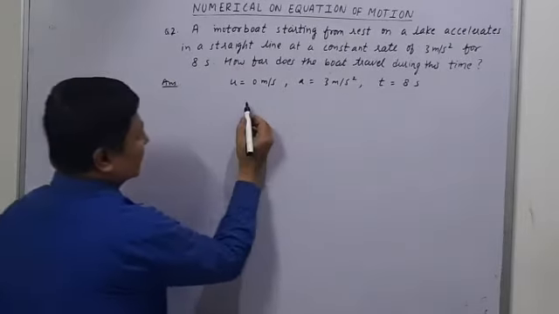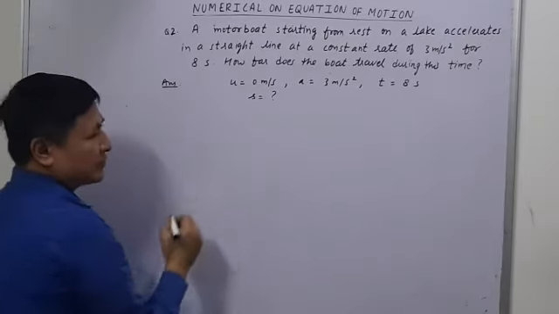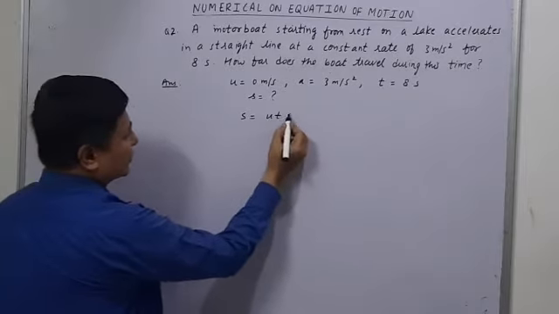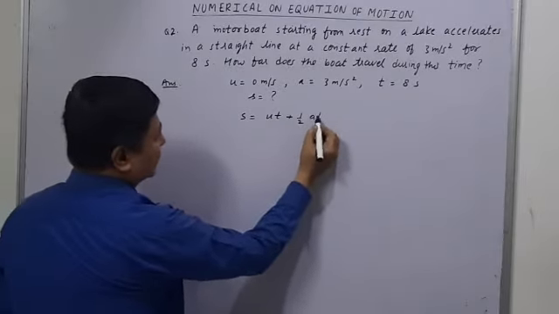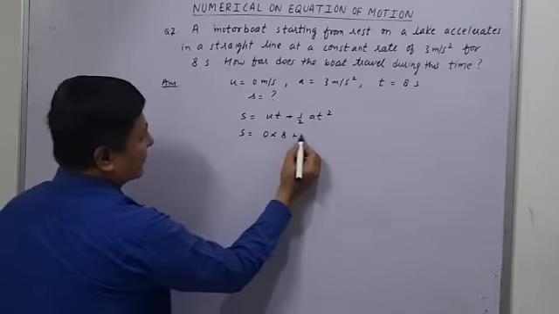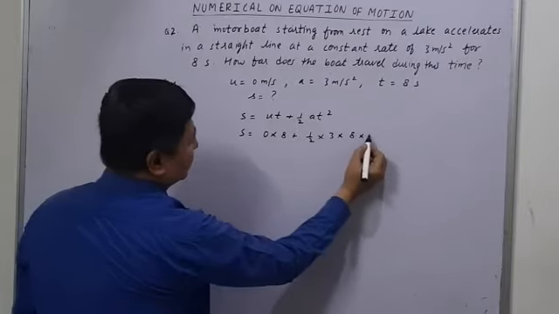Now we have to find the distance, that is, we have to find S. And the distance can be found by using the second equation of motion. S is equals to ut plus half at square. So S is equals to u, 0, into time 8, plus half into a, which is 3, into 8 into 8.